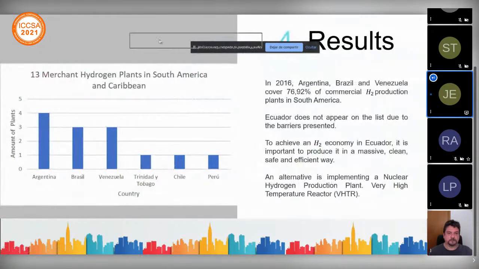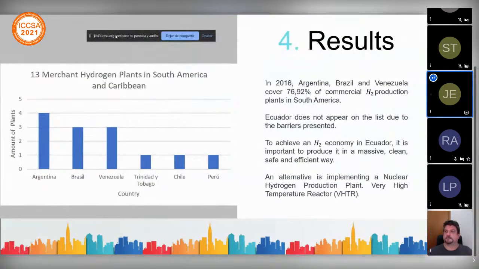So what are the results? In 2016, Argentina, Brazil, and Venezuela covered 76% of the commercial hydrogen production plants in South America. And Ecuador does not appear on the list due to the various percentages.